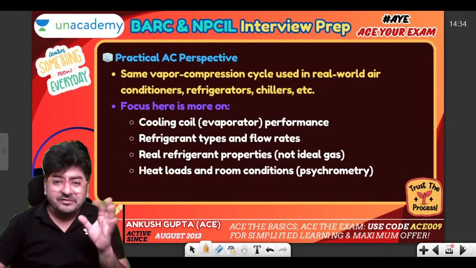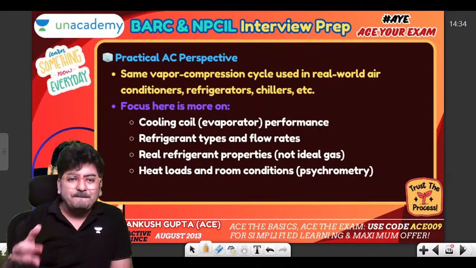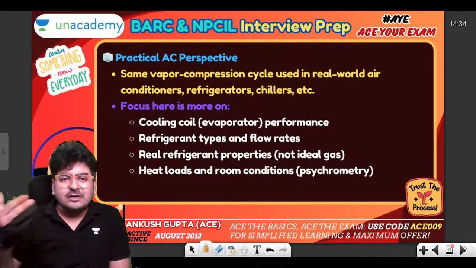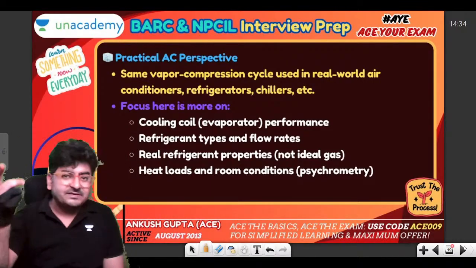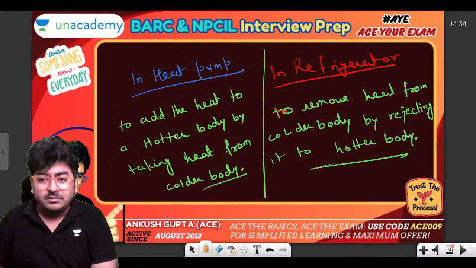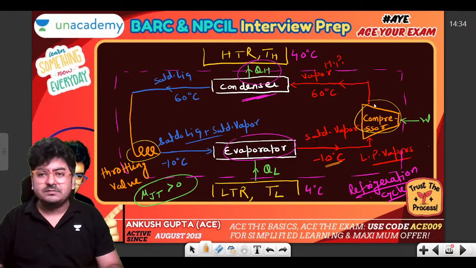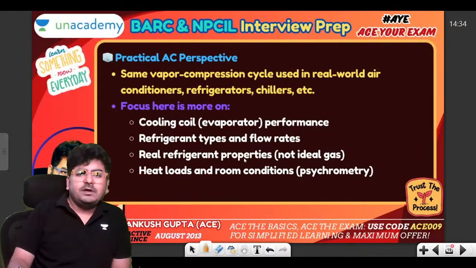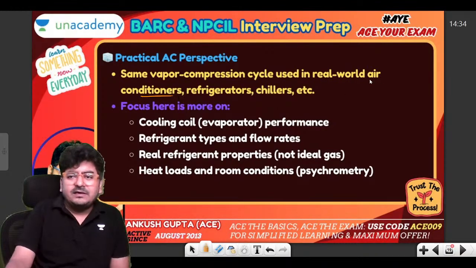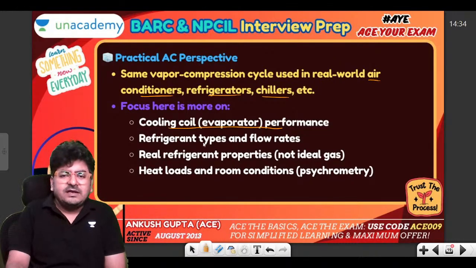But अगर practical बात करें in real scenario, what happens? The same refrigeration cycles are used. Okay. And refrigeration cycles are also known as vapor compression cycles. ठीक है, because ultimately vapors are getting compressed. वो आप लोग देख चुके हो. See, compressor, these vapors are getting compressed. And यहाँ पे जो हमारा focus होता है, air conditioners, refrigerator, chillers में हम use करते हैं, and the focus is the performance of cooling coil, basically the evaporators, the refrigerant types.